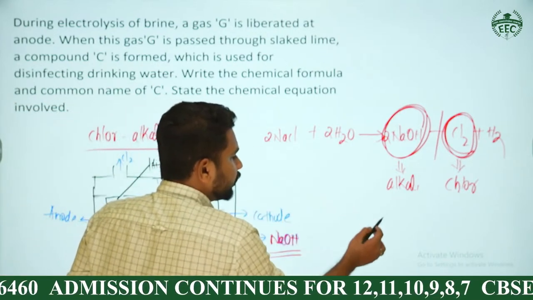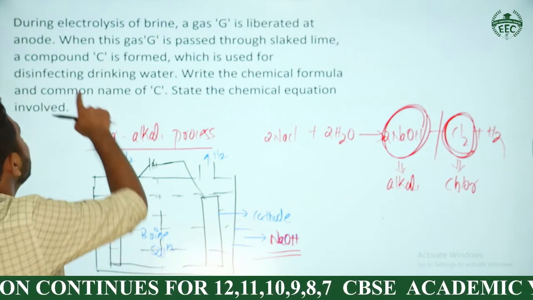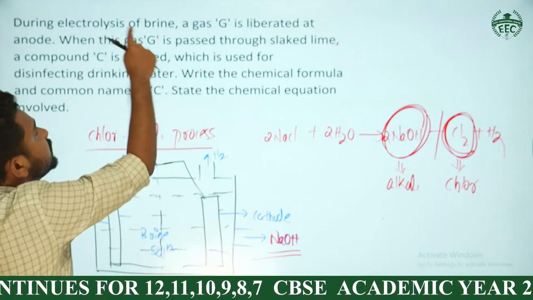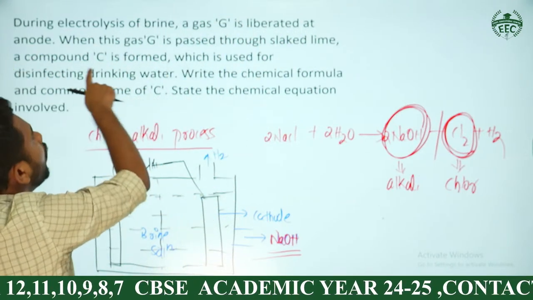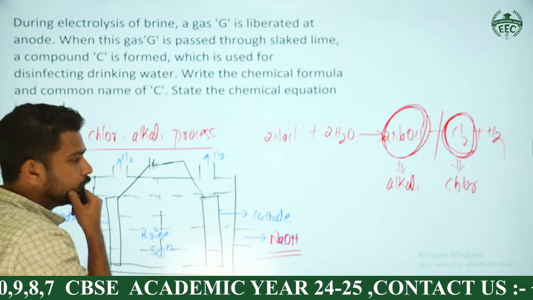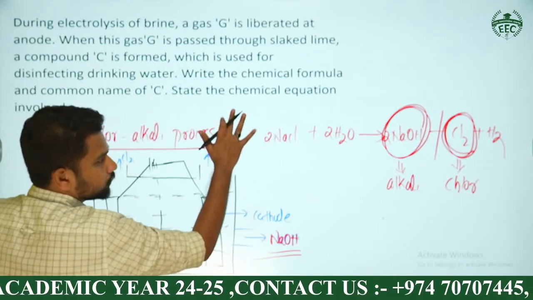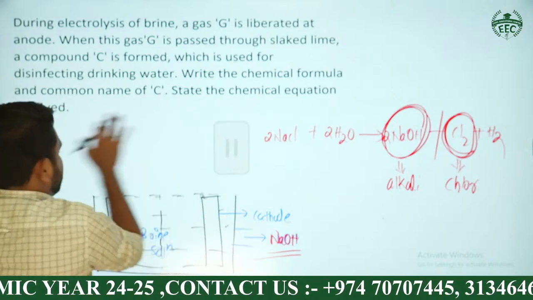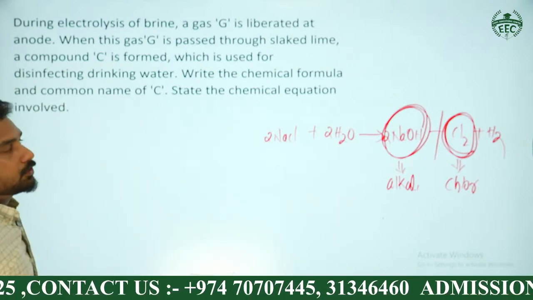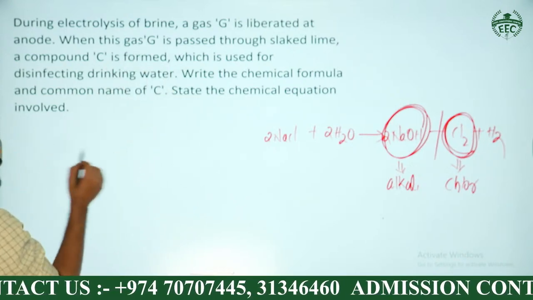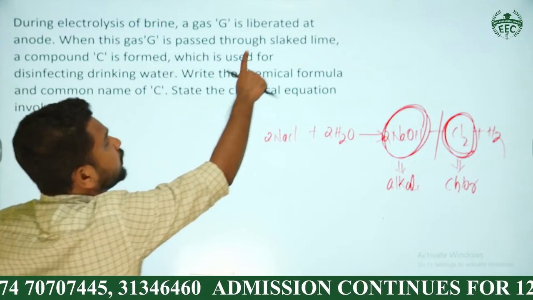We finished it. We are moving on to the last question, guys. But before that, one more question is there. When the gas G is passed through the slaked lime, a compound C is formed. You know the gas G, it will be chlorine. It is passed through slaked lime.